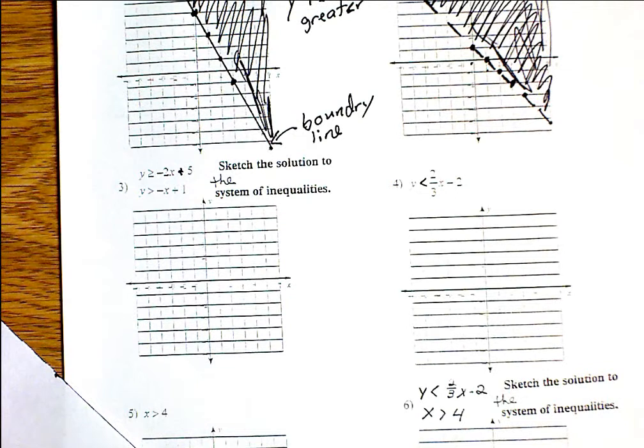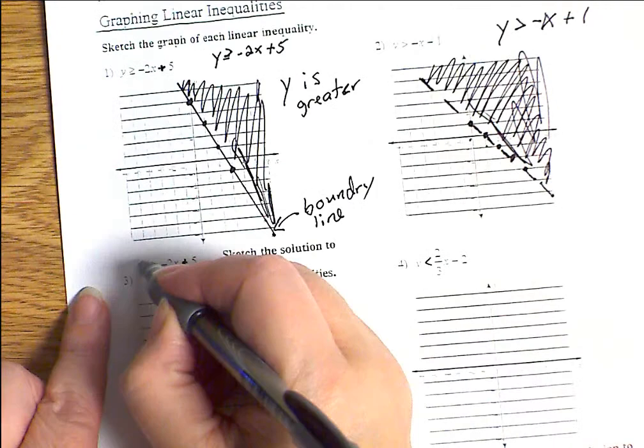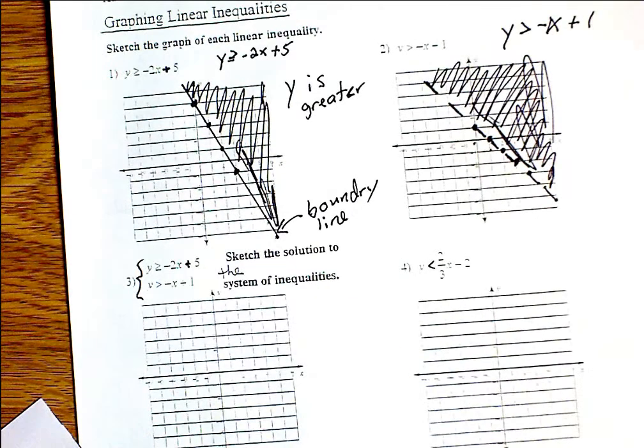Gino? They're the same. So, when we put them together, that's called a system. So, with this system, we have to say what is the same in both of these graphs. Alright? That's what is shaded. So you have to shade what is the same in both of these graphs.